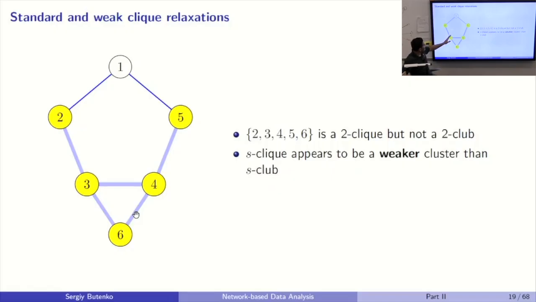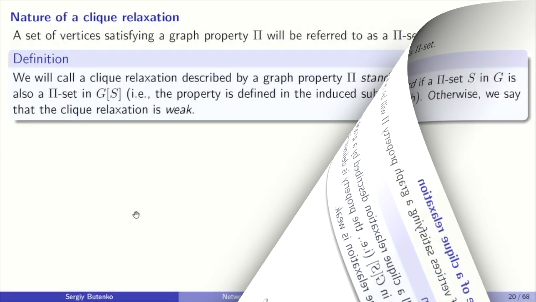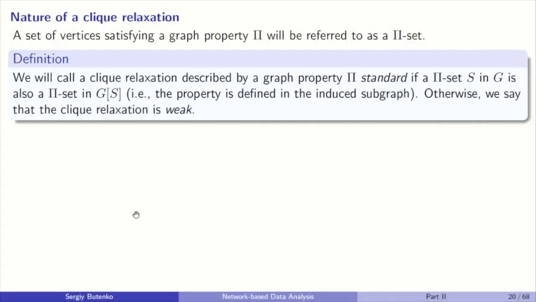We said that the S-clique definition appears to be weaker because it uses the vertices from outside to determine the membership in the group, right? That's something that leads to another type of categorization in this taxonomic framework. We will distinguish between the weak relaxations and standard relaxations. For the standard relaxations, we are focusing on the induced subgraph. So these are the stronger ones, and these are the ones that better represent the cohesiveness of a group, right?